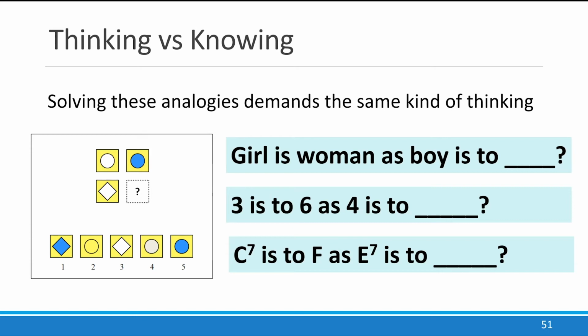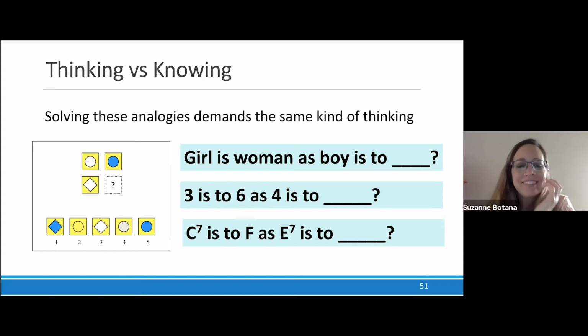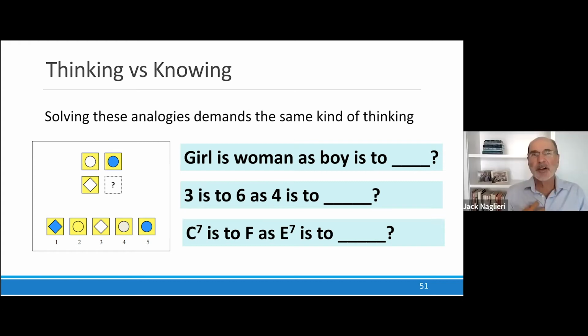C7 is to F as E7 is to A. It's the same kind of thinking if you have the knowledge, right? So you know, I've been a musician for more than 60 years. So this is more than second nature for me. I don't even think about it. I just play it, right? But if you don't have the knowledge, you can't answer the question.